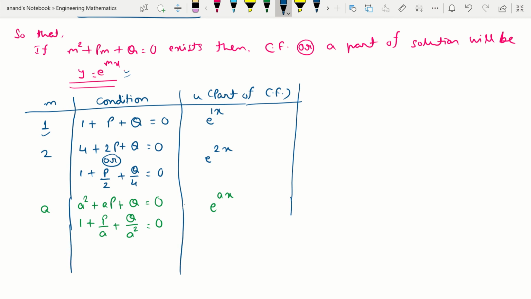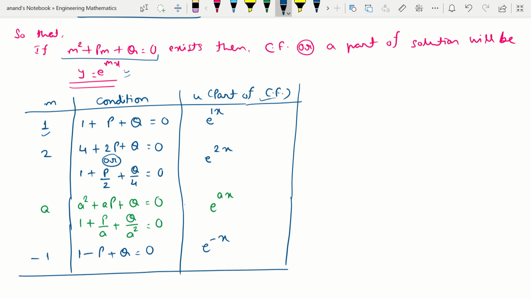Let us extend the value of m up to minus 1. In case of minus 1, by putting the value of m into the condition, we get 1 minus p plus q equals to 0, and the part of complementary function will be e to the power minus x.